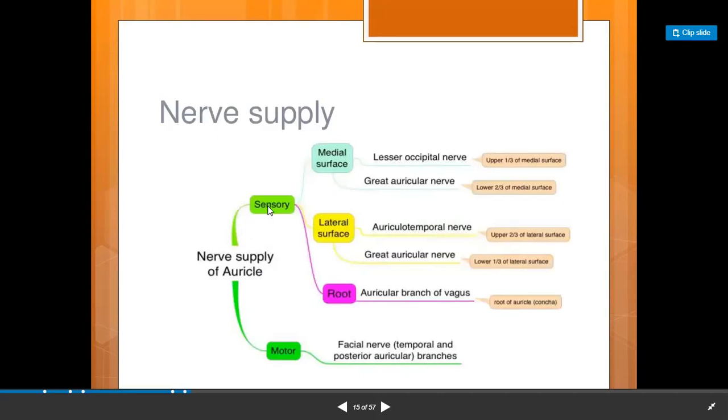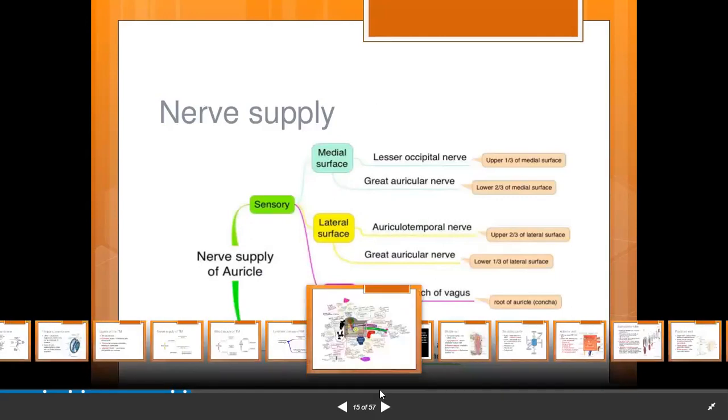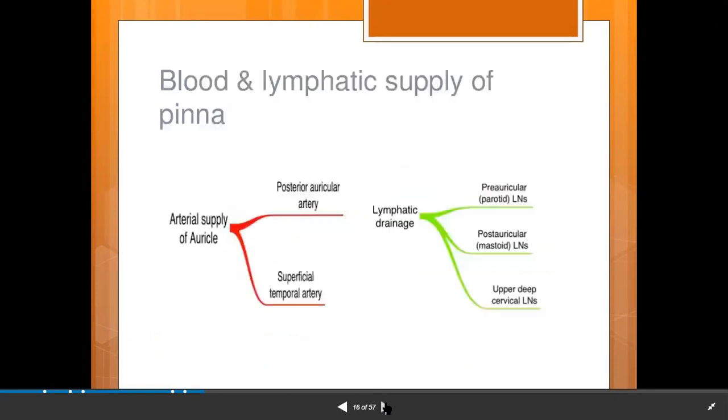Okay, now this is a flow chart which helps us to summarize the nerve supply. For the sensory nerve supply, we have the medial surface, lesser occipital nerve and great auricular nerve; the lateral surface, auriculotemporal and great auricular. Then the root is supplied by the auricular branch of the vagus. The motor supply to the muscles here comes from the facial nerve through the temporal and posterior auricular branches.